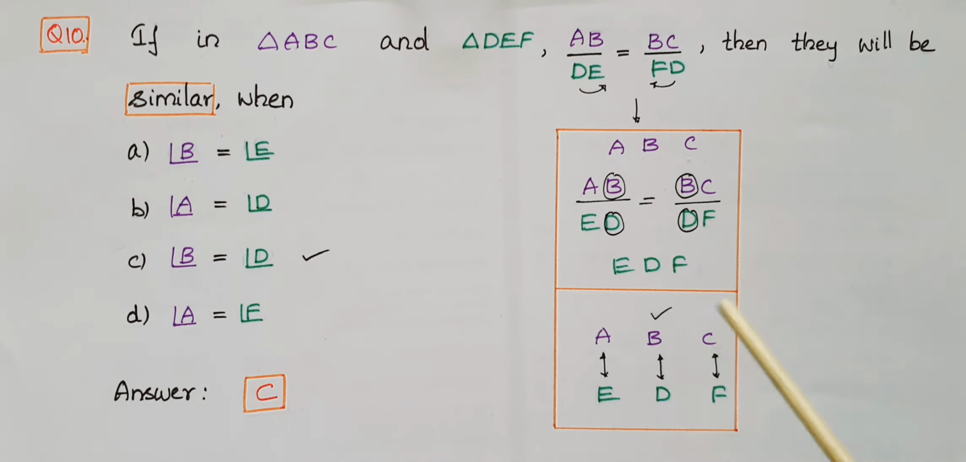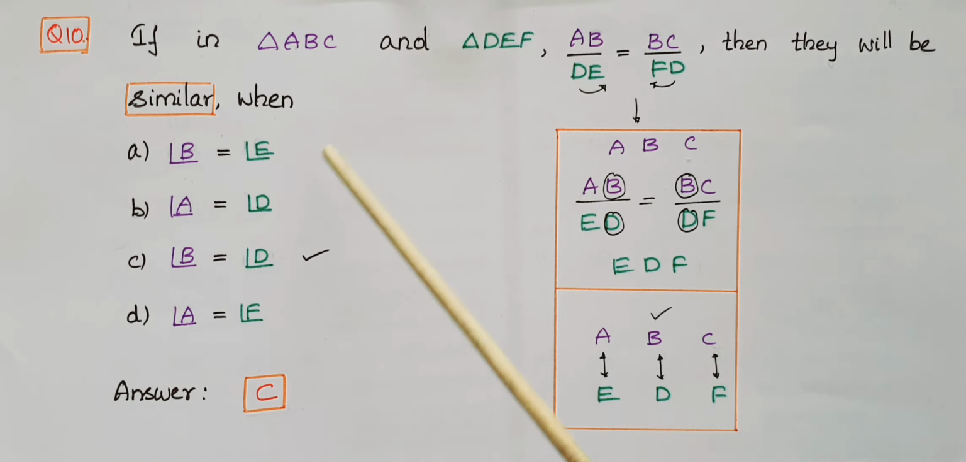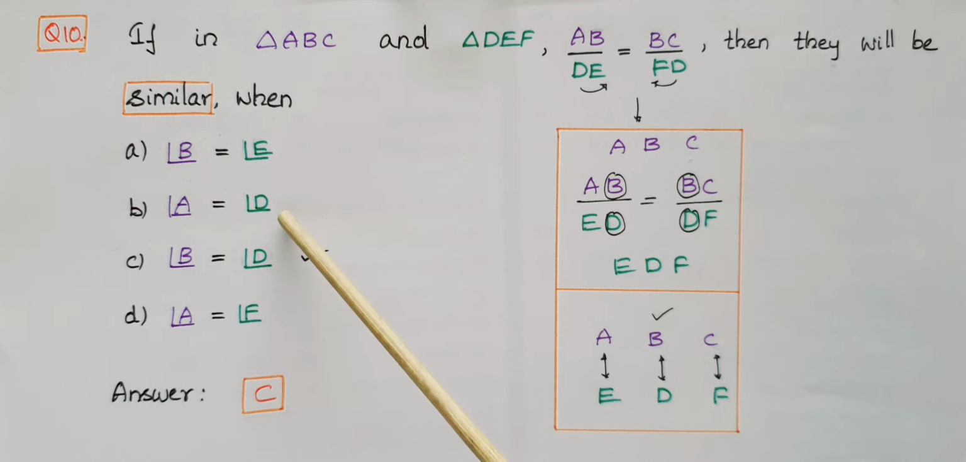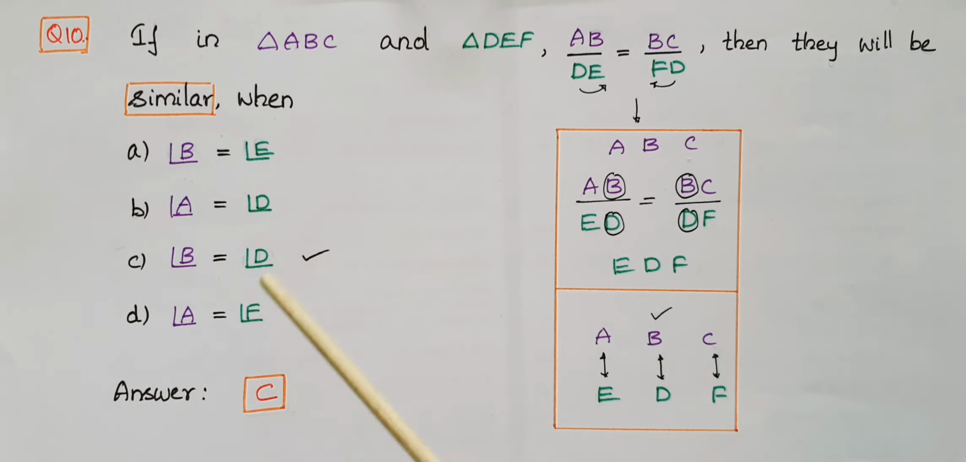Then you can write the corresponding angles. Angle A is equal to angle E, angle B is equal to angle D, angle C is equal to angle F. Then check the options here. Here angle B is equal to angle A. This is not correct. Then angle B is equal to angle D. So this is correct. So the answer here is C.